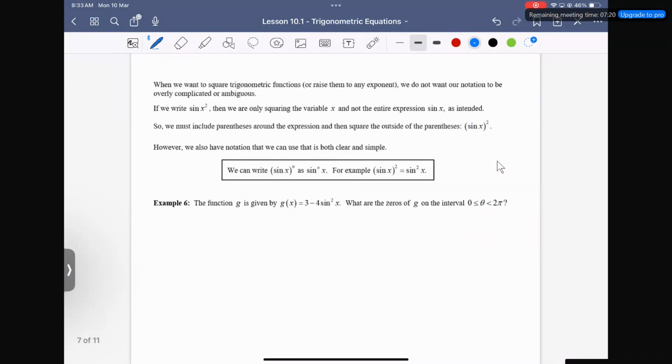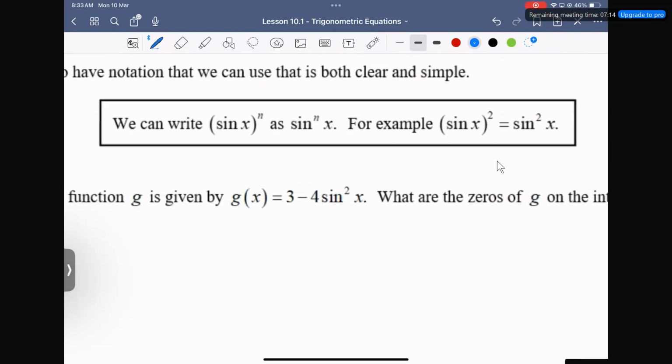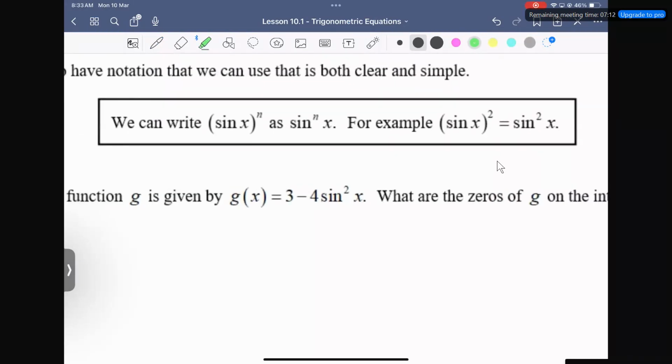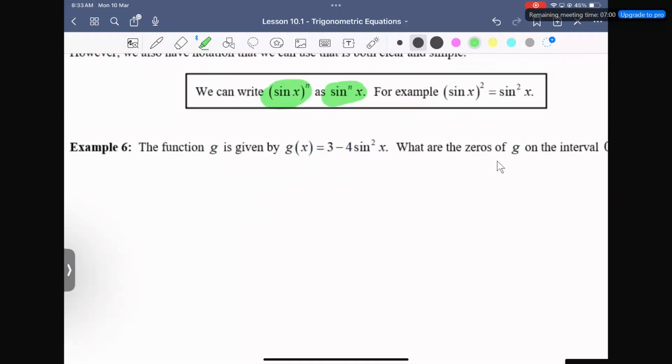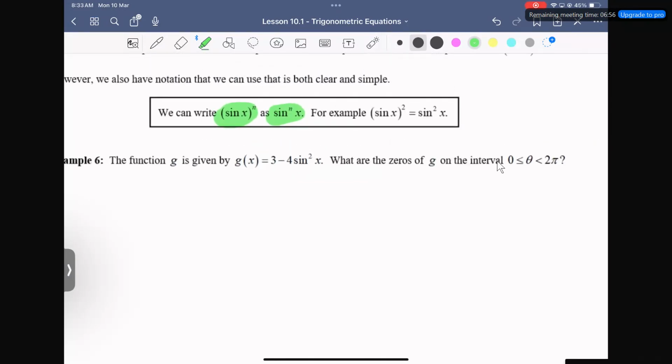Okay, so we've seen earlier in the course that if we want to take a trigonometric function and raise it to a power, we write it like this to avoid ambiguity. So we have a trigonometric equation here to solve. The function g is given by g of x is equal to 3 minus 4 sine squared x. What are the zeros of g in the interval 0 to 2 pi?